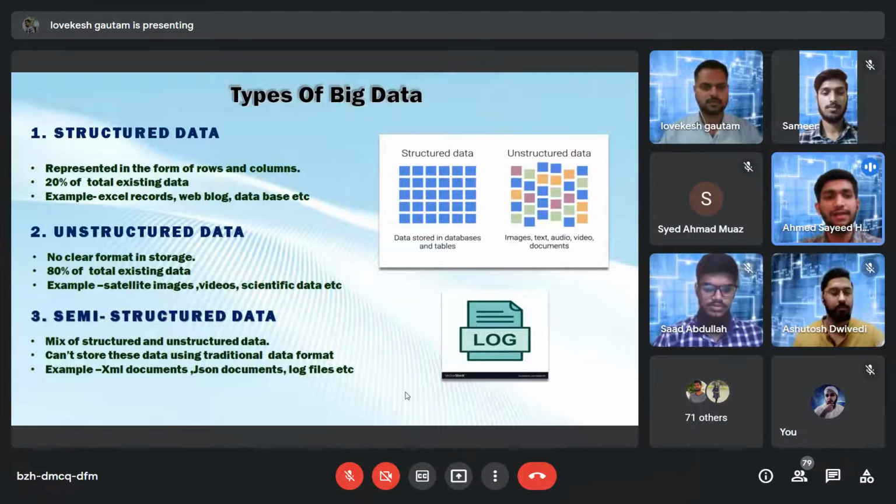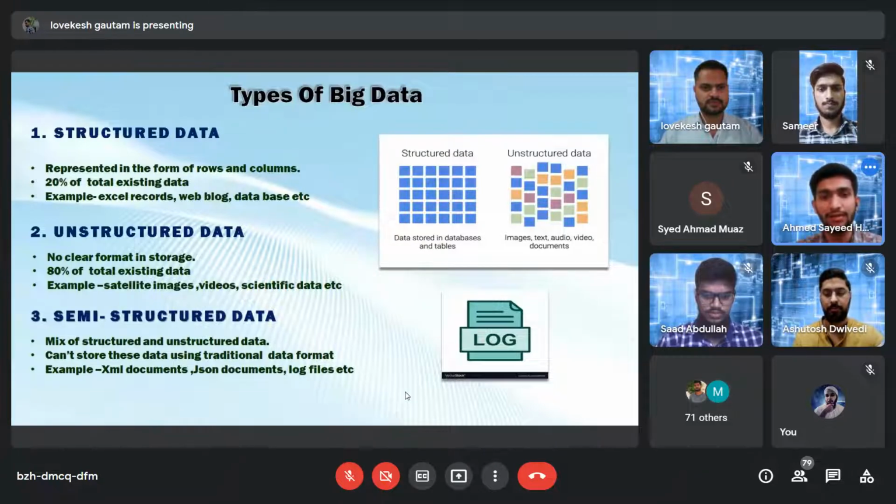Second is unstructured data. This type of data has no clear format in storage. At least 80% of total existing data consists of unstructured data. Some examples are satellite images, videos, scientific data, etc.